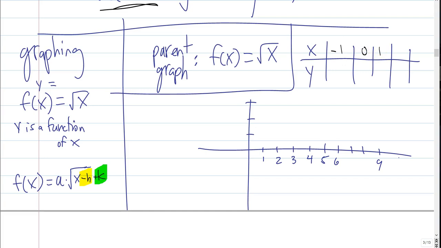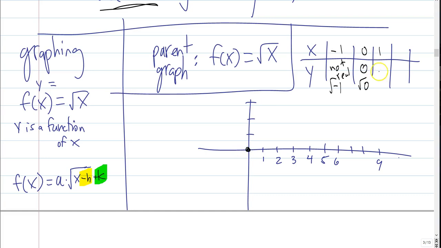Well, if x is negative 1, what is the square root of negative 1? Well, this is not real. That's okay. That just means the graph doesn't exist at negative 1. What's the square root of 0? Well, that's just 0. Finally, we got a point.